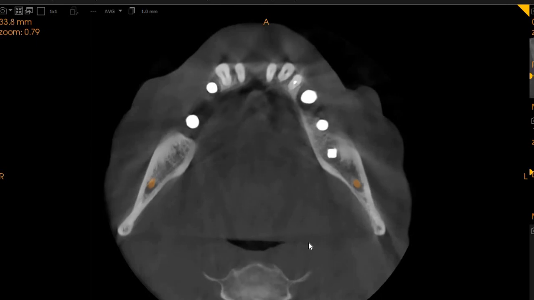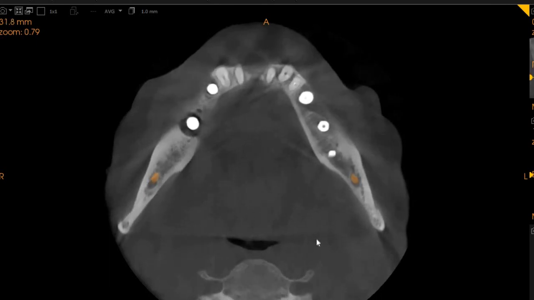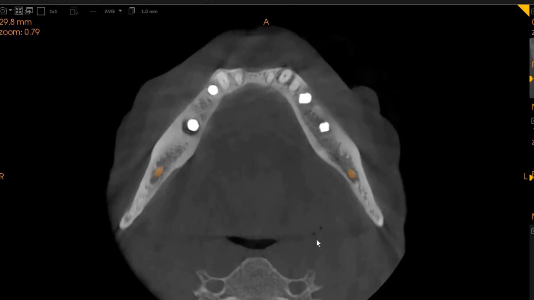As we move further down, you'll see that there is some semblance of bone coming around most implants, whereas the ones which are failing have zero bone support.